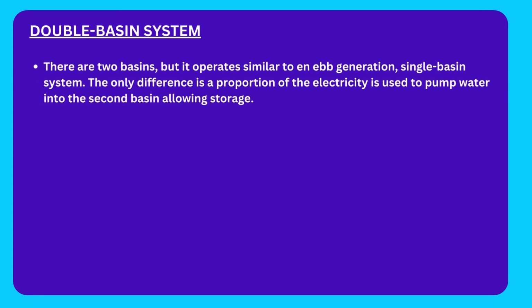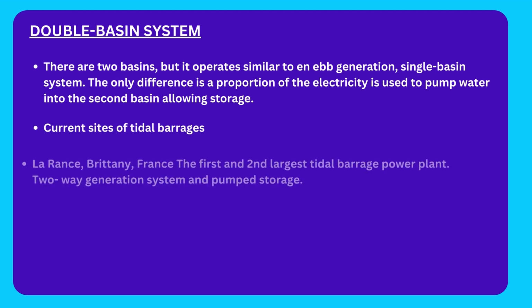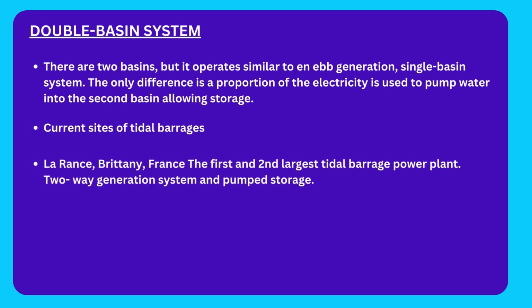Now the double basin system. In this double basin system there are two basins, but it operates similar to an ebb generation single basin system. The only difference is a proportion of the electricity is used to pump water into the second basin, which allows storage as well. The current sites of tidal barrages are Lawrence, Brittany, France.